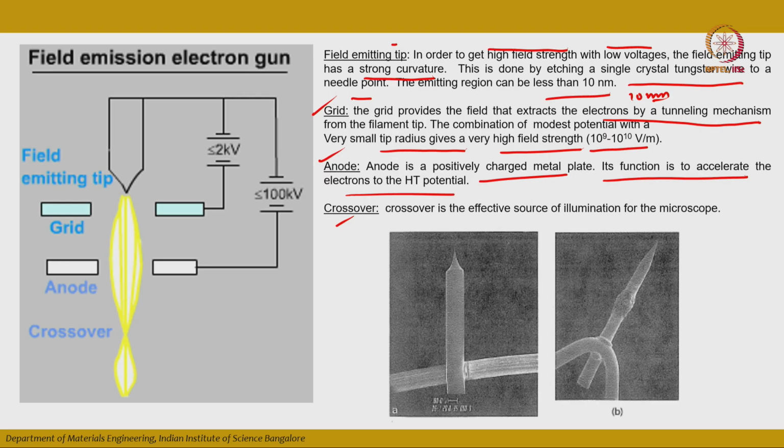With this grid you can also generate a crossover, which is called a gun crossover, and the electron energy spread in this is very minimal compared to the thermionic sources. Okay. So thermionic sources are heated up by passing a current, and there is application of high voltage, so that the electrons will come out at high temperatures. So usually you use a high melting point source with a lower work function, but in field emission you use the tunneling process by using the high electric field.